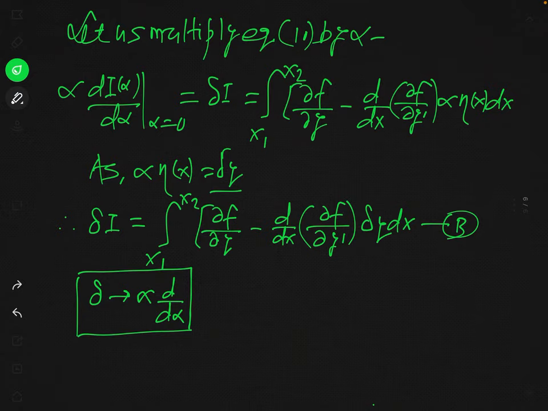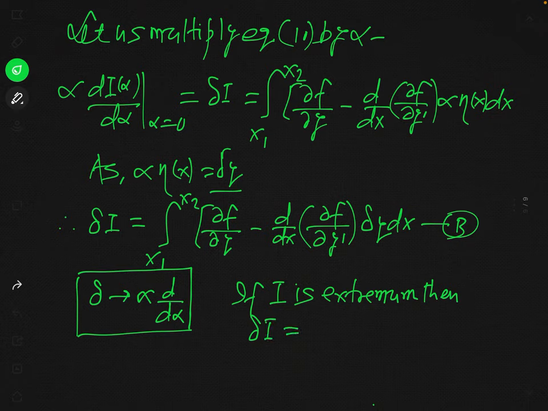Actually, if we now consider that our function I is extremum, then what will be this variation of I? This will be equal to 0. And if it is 0, then from this equation B, the RHS will also be 0.